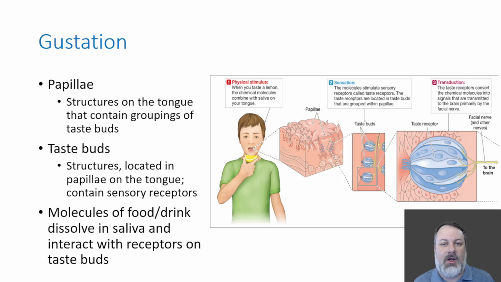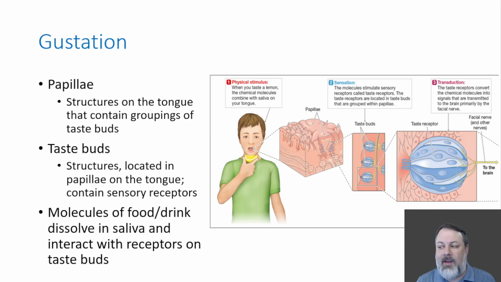So, gustation, or the sense of taste, is detected through taste buds. Basically, we have these structures on the tongue that are these little bumps that we can see. Now that's not the taste buds itself. They actually contain where the taste buds are. So you can't actually see the taste buds.